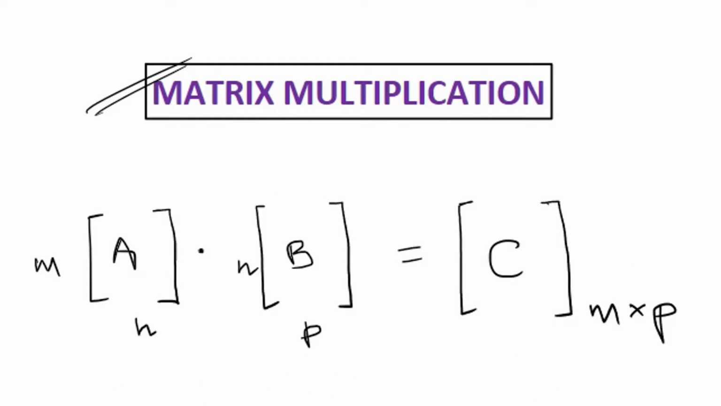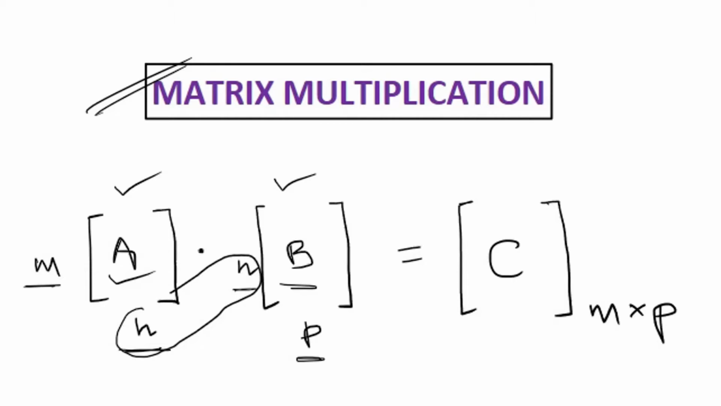Let's say that we have a matrix A that has m number of rows and n number of columns. On the other hand, we have a matrix B which has n number of rows and p number of columns. If you are asked to multiply these two matrices, you must understand that you will be able to do this multiplication only if the number of columns in matrix A is equal to the number of rows in matrix B. Only in that case this multiplication is possible, otherwise you will not get an output.